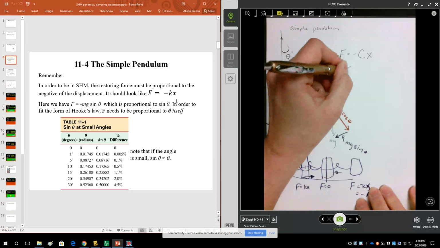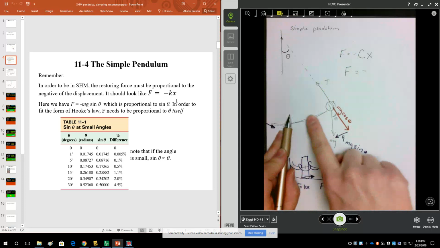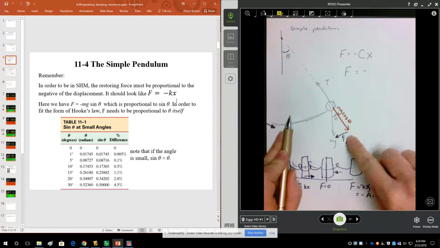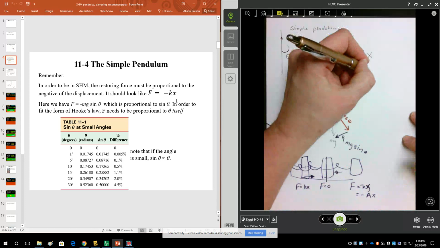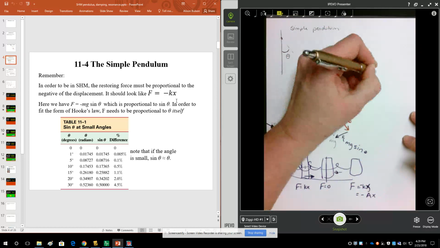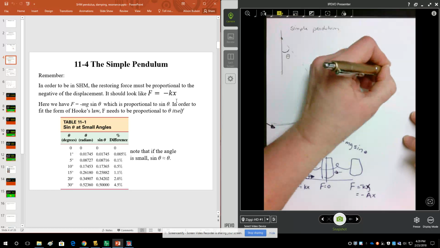Here we have F equals, and we can put a negative sign in because when we are displaced to the right, mg sine theta is to the left. When we are displaced to the left, mg sine theta is to the right. So we can put that negative sign there. Mg is a constant, that's fine, right? But instead of x, we have this sine theta.